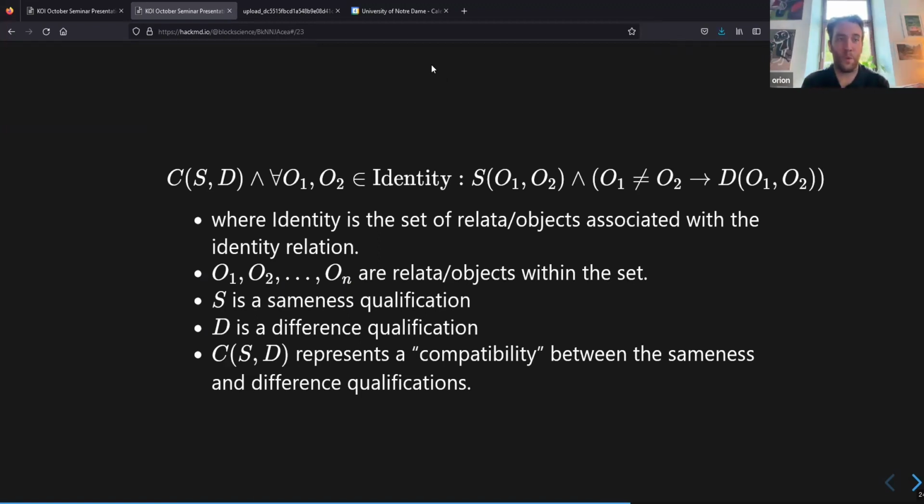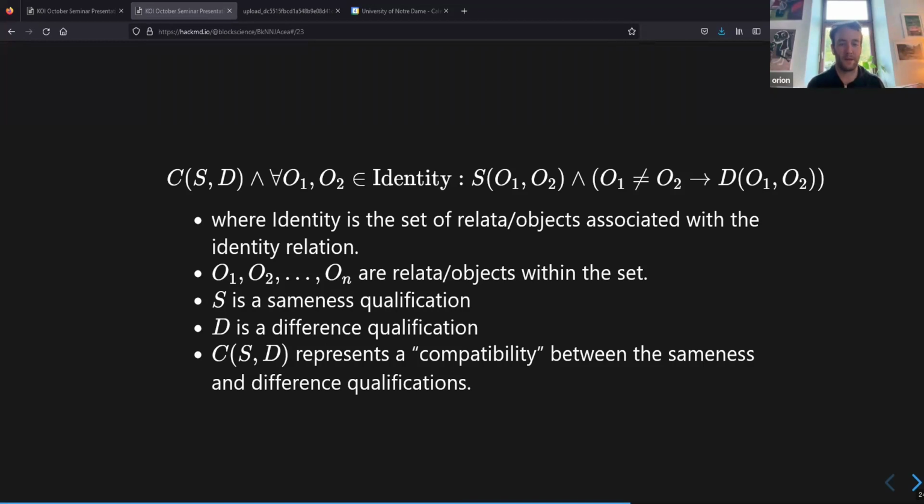Cool. So one way that we can think of identity more formally here, expressed in logical form, is that we have this set of relata, or set of objects, which are associated with this identity relation. And then within this set, there is some sameness qualification, or some way in which these are the same. We have this difference qualification, or some way in which these objects are different. And quite importantly, we have this compatibility, which is basically saying that the way they are the same and the way they are different are not in contradiction with one another. So as an example, you could say that these two things are the same concept, but different descriptions, say, or different articulations of the same concept.